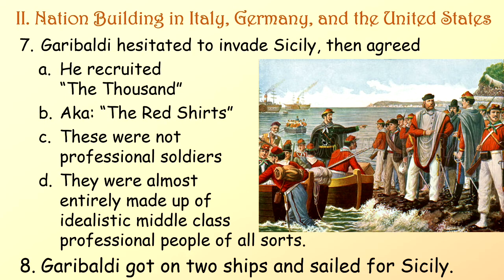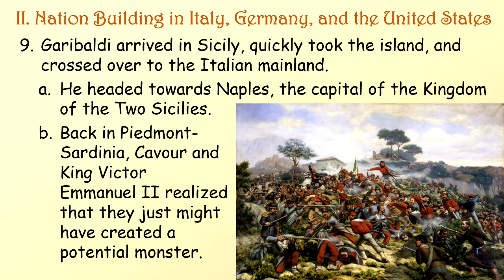So Garibaldi hesitated to invade Sicily, but then he agreed, and he recruited the 1,000, also known as the Red Shirts. These were not professional soldiers. They were almost entirely made up of idealistic middle-class professional people of all sorts. Garibaldi and his men got on 2 ships and sailed for Sicily. Garibaldi arrived in Sicily, quickly took the island, and crossed over to the Italian mainland. He headed up towards Naples, the capital of the Kingdom of the Two Sicilies.